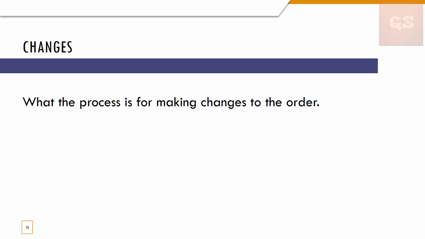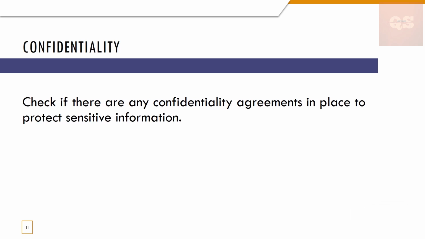That is the changes. Next is confidentiality. Check if there are any confidentiality agreements in place to protect sensitive information. Sometimes confidentiality clauses might be put forward, so that you, as a consumer, should not provide information about that particular service or product to anyone else, maybe their competitors, because a lot of competition is happening.